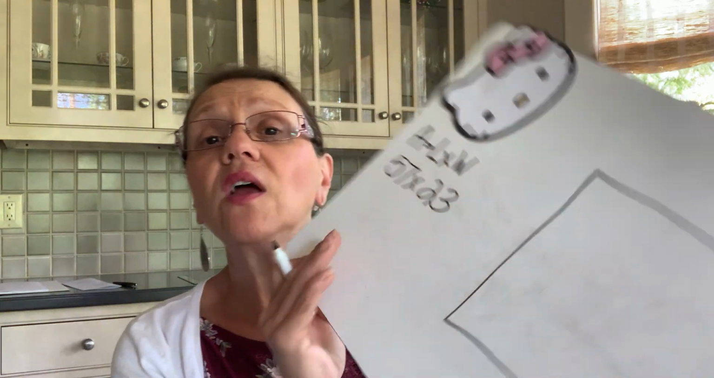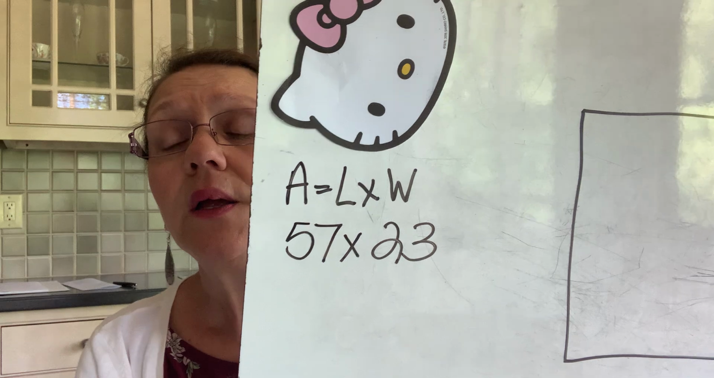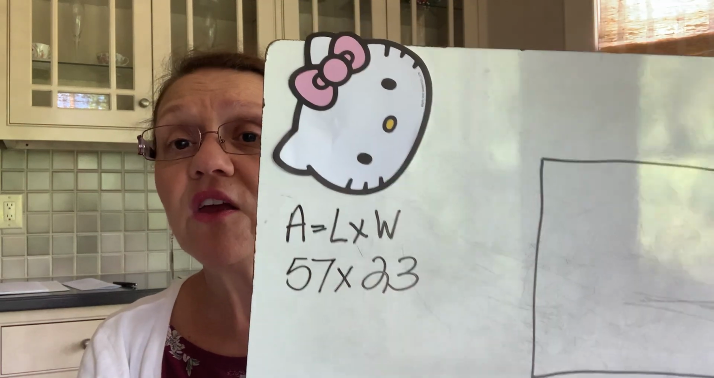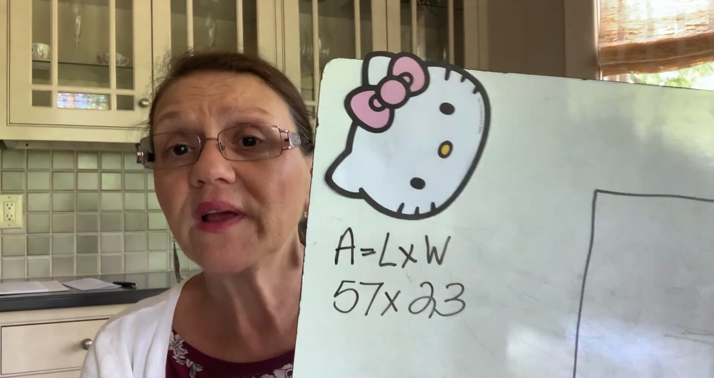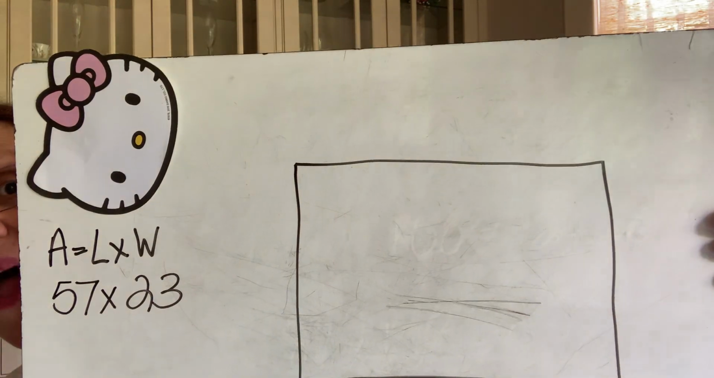So when we multiply with an area model, and I'm going to use the same example as I'm using in my notes, 57 times 23. The first step is you break up the factors by place value and you assign them as length and width. It does not matter which is which, okay? So I'm going to put 57 on the top as my width and 23 along the side as my length.